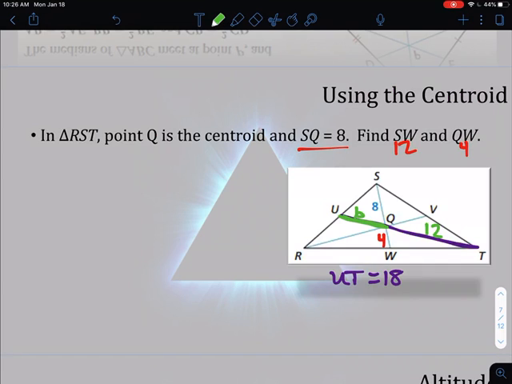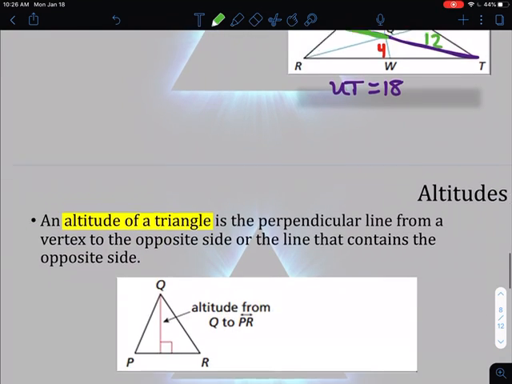So either way I go, I can find those missing pieces of the median using those results. The small piece is always half the size of the big, and it's always a third the size of the entire thing.